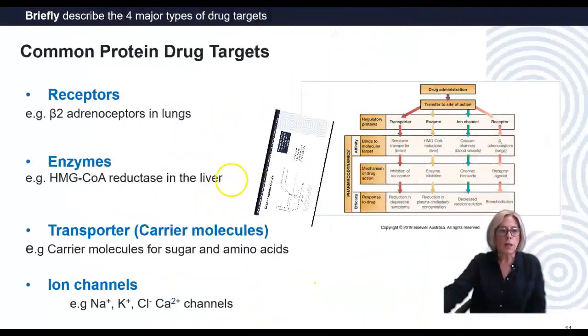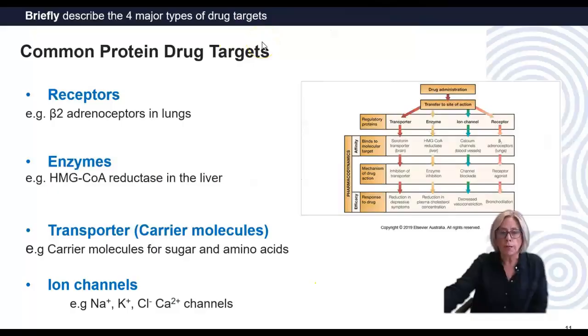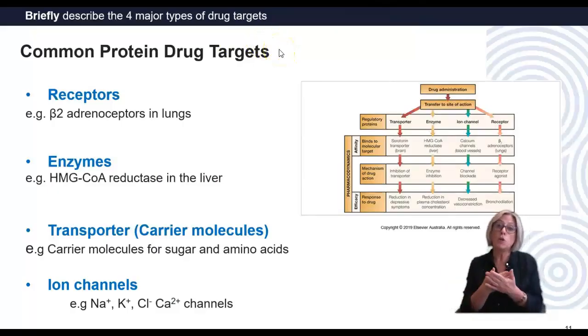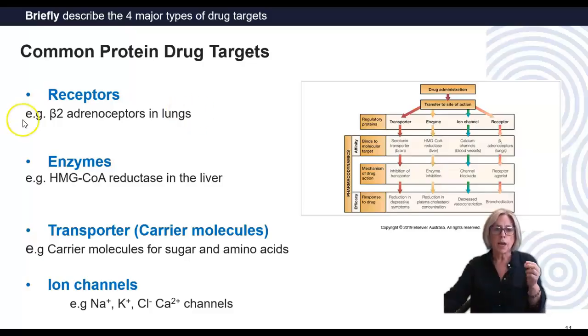Okay, so very briefly, I am just going to introduce the 4 major types of drug targets, because in the next recording, we're going to be looking at that interaction between drug molecules and receptors more closely, in terms of agonists and antagonistic drugs. Okay, so we have receptors. The example given here is the beta-2 adrenoceptor, or adrenergic receptor, in the lungs. It's a receptor agonist and it causes bronchodilation, right?